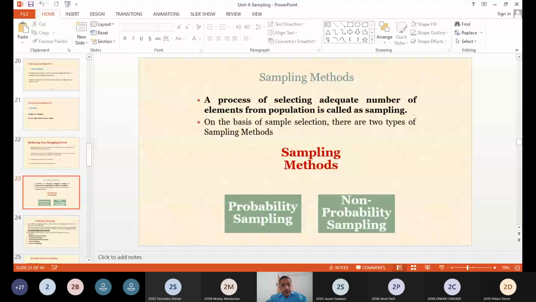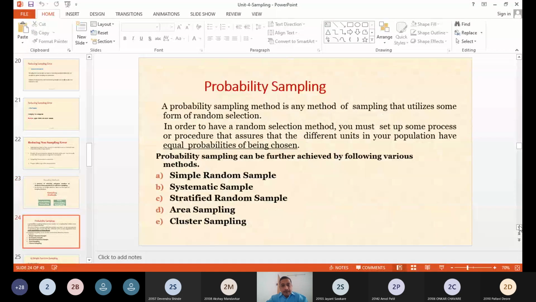Sampling methods. In sampling methods, we discussed that there are two major types of sampling methods, that is probability sampling and non-probability sampling. Probability sampling is any method of sampling that utilizes some form of random selection. This is the main characteristic of probability sampling that we discussed yesterday.